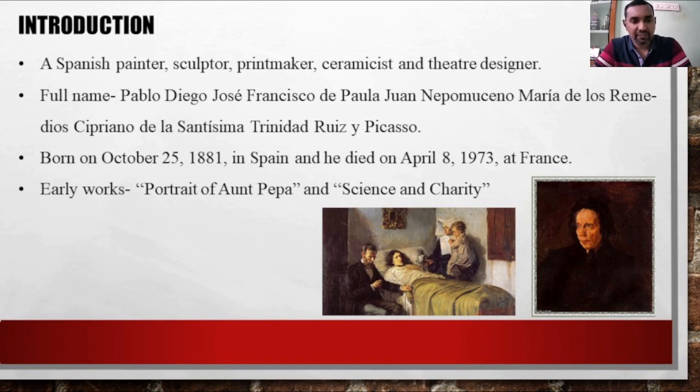He impressed his family and the world with his paintings from an early age. At the age of 14, he painted Portrait of Aunt Pepper. You can see the painting on the screen, which is a striking depiction that has been referred to as one of the best portraits in Spanish history. And at the age of 16, Picasso created his award winning painting, Science and Charity. You can also see that painting on the screen.